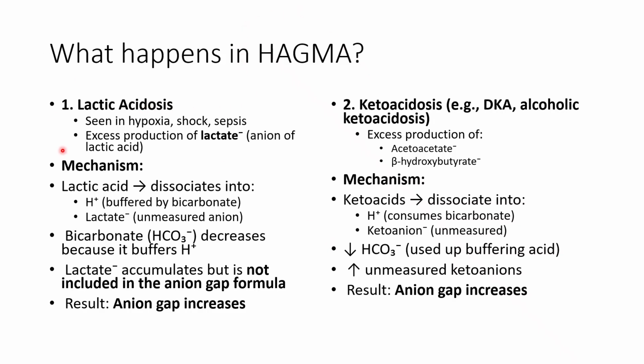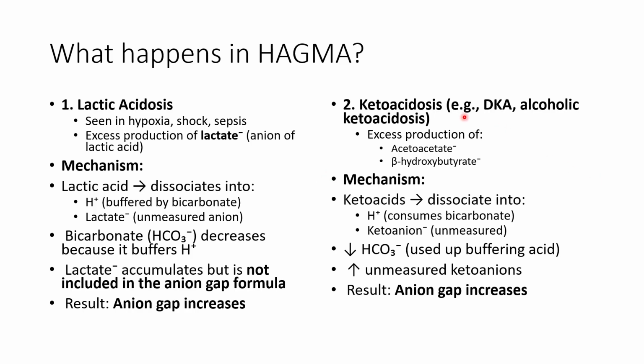So first is lactic acidosis, which is seen in conditions like hypoxia, shock, or sepsis. And why is there an increase in anion gap? Because lactic acid dissociates into H plus and the lactate. The H plus is leading to acidosis, and the lactate is increasing the anion gap because we are not measuring this lactate. So again, lactic acid dissociates into H plus, which is leading to acidosis and is being buffered by bicarbonate, thus decreasing the bicarb, leading to acidosis, and this lactate increasing the unmeasured anion, thus leading to high anion gap metabolic acidosis.